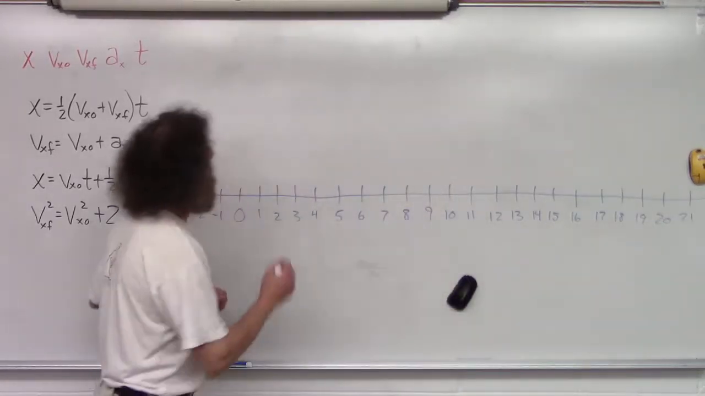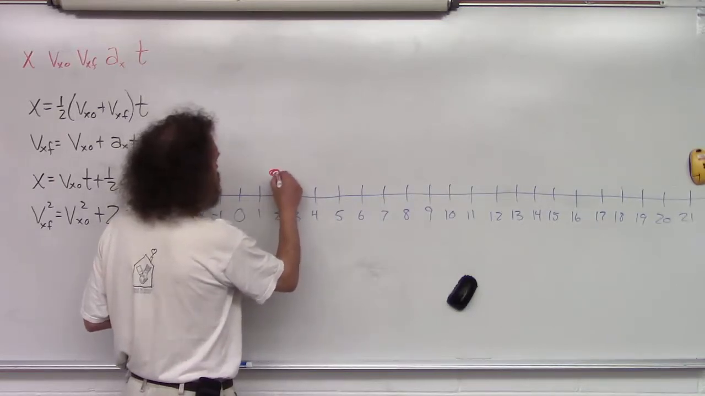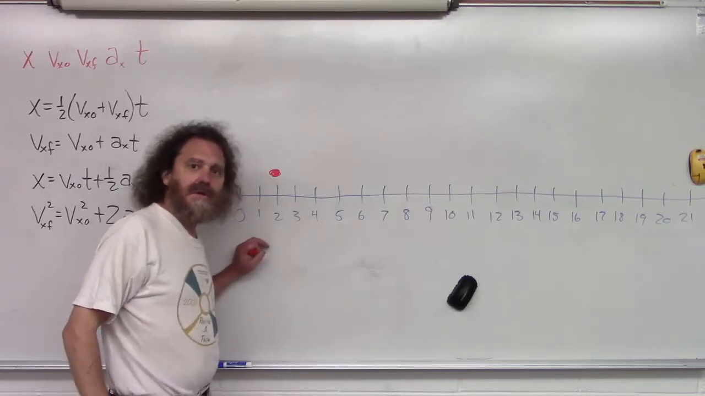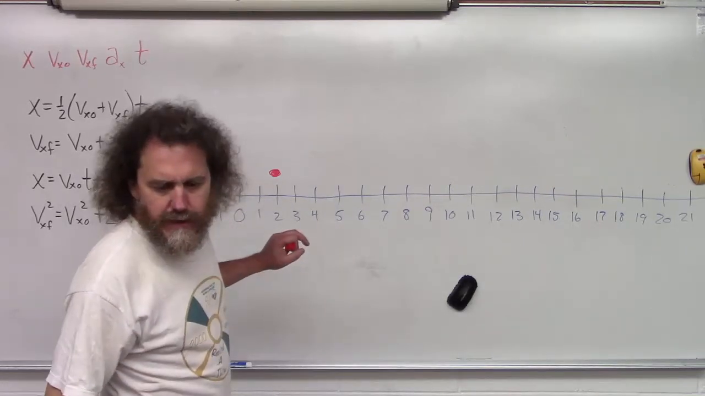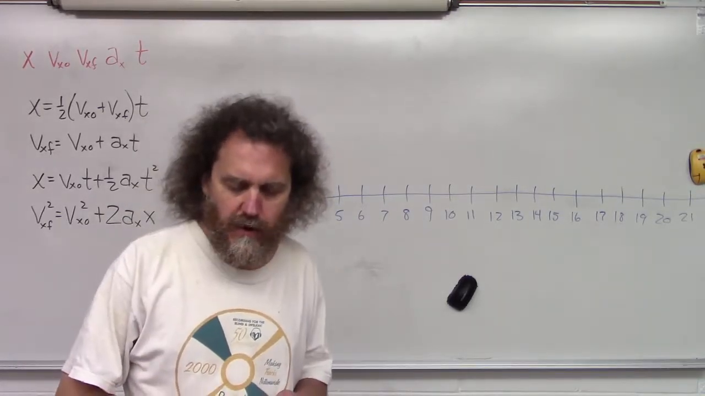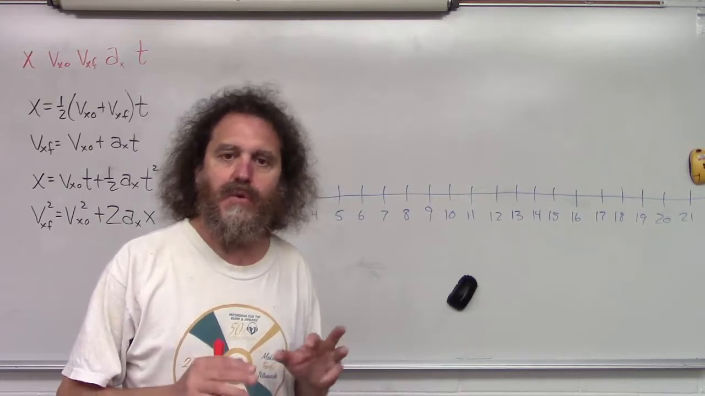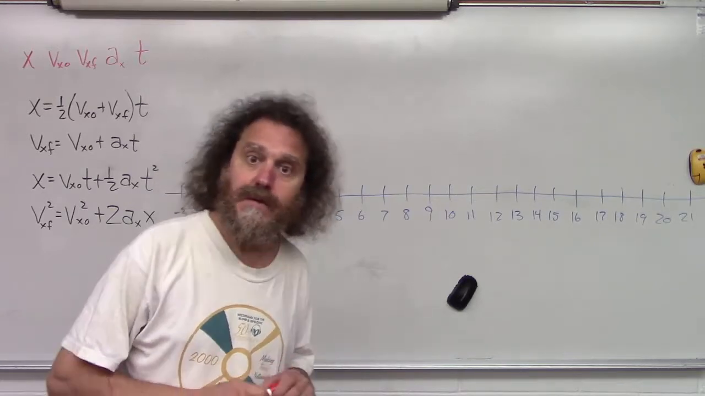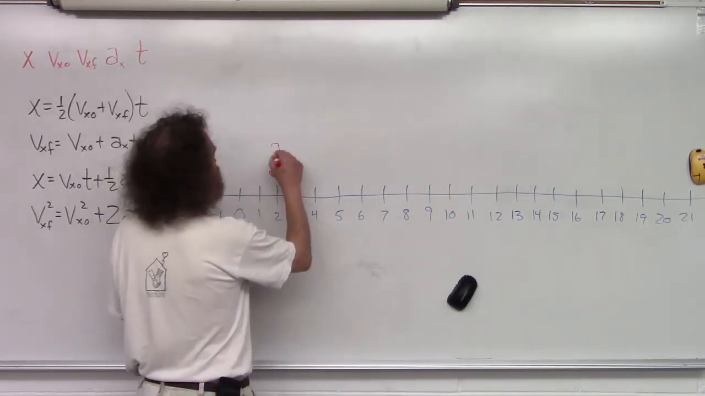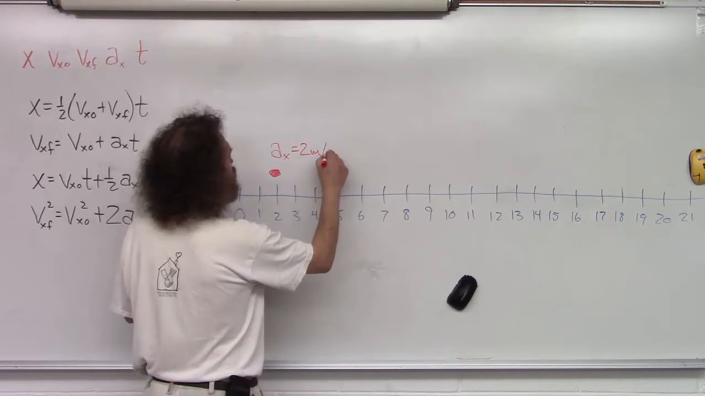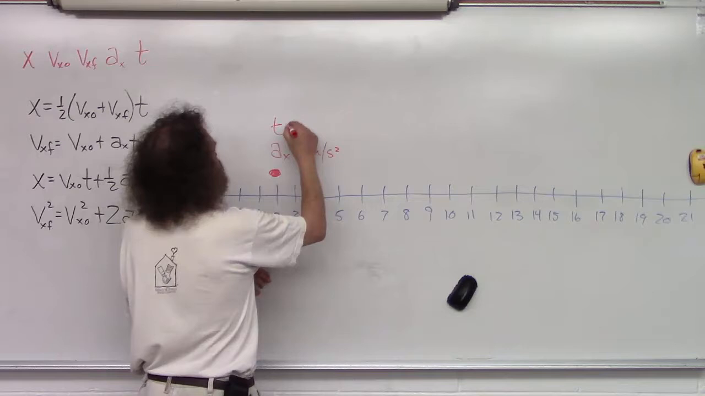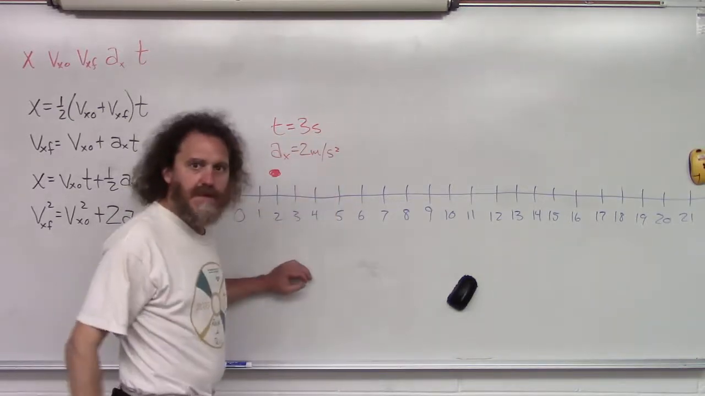Let's say you have an object sitting at position 2 on this axis, and it's initially standing still, and it's going to accelerate at a rate of 2 meters per second squared, for 3 seconds, and you want to know where it's going to end up. Okay, so which things do we know? We know the acceleration, 2 meters per second squared, right? What else do we know? I said it's going to go for 3 seconds. That's the time.